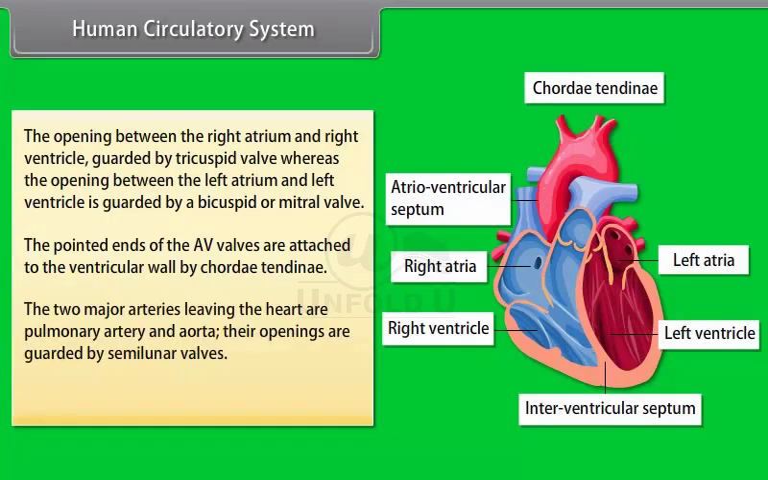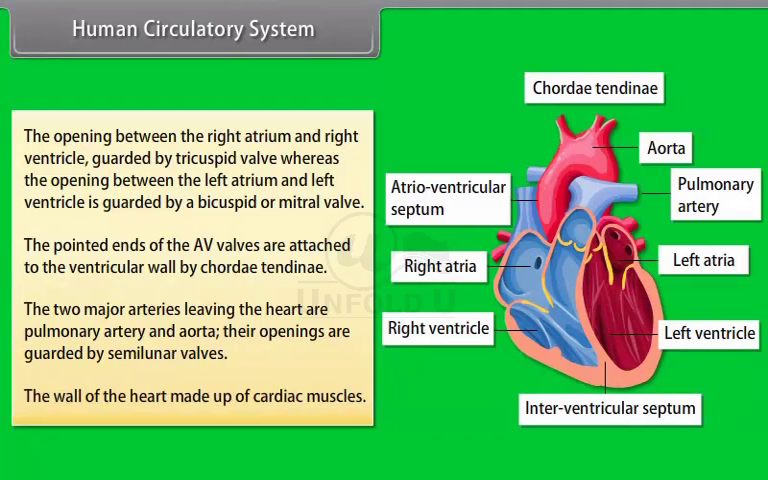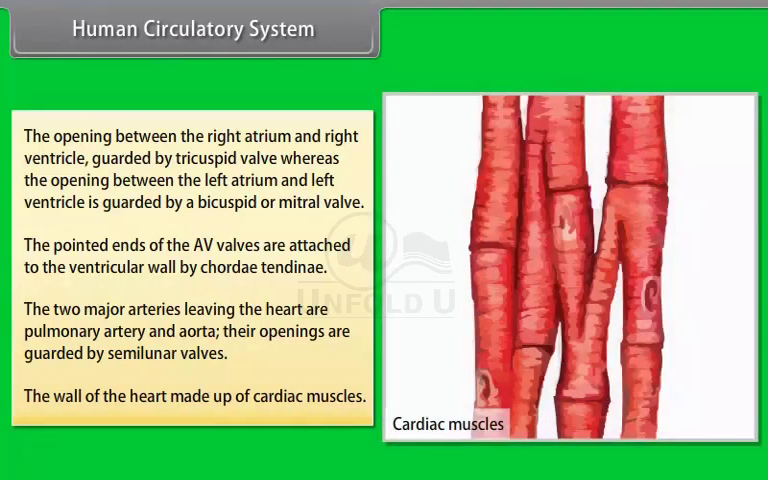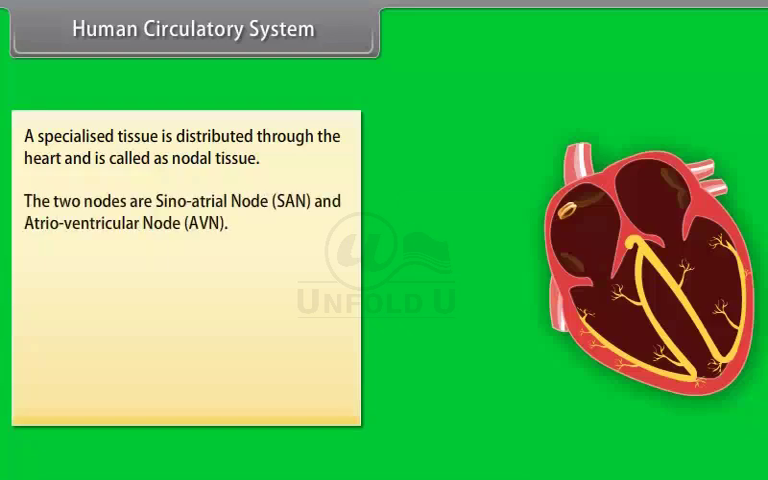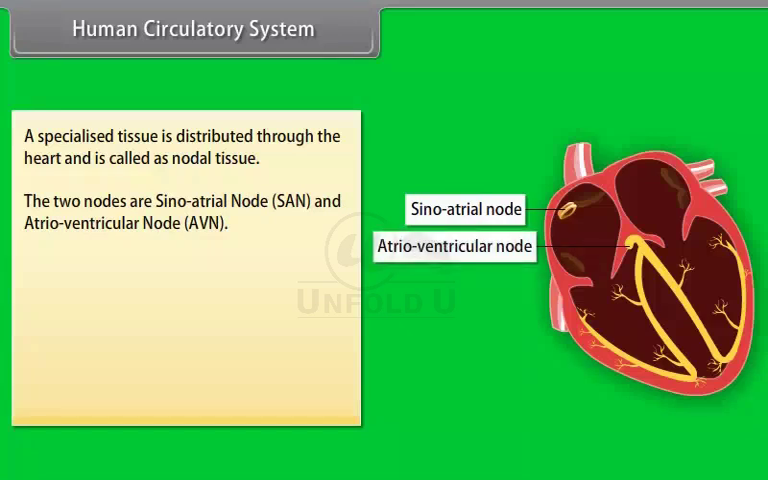The 2 major arteries leaving the heart are the pulmonary artery and aorta. Their openings are guarded by semilunar valves. The wall of the heart is made up of cardiac muscles. A specialized tissue is distributed through the heart and is called nodal tissue. The 2 nodes are the sinoatrial node and atrioventricular node.